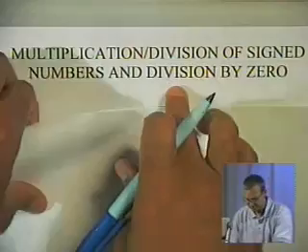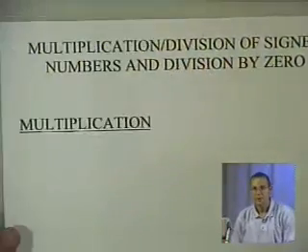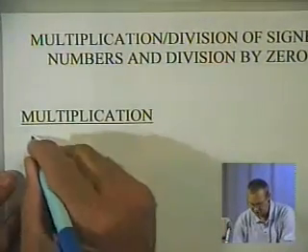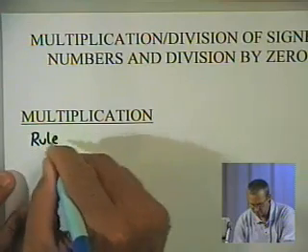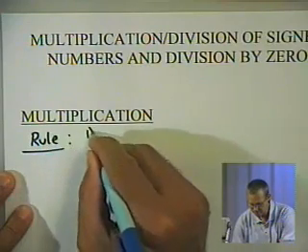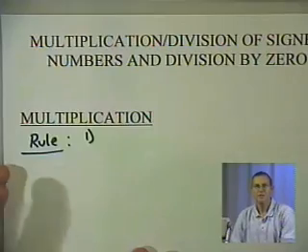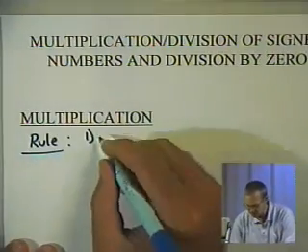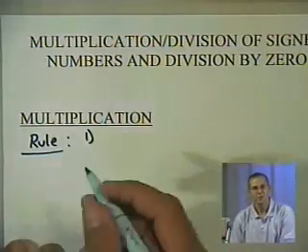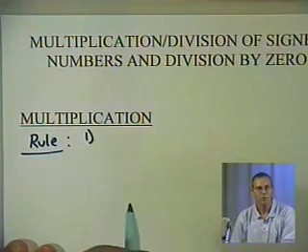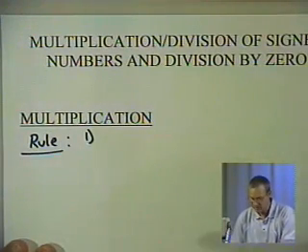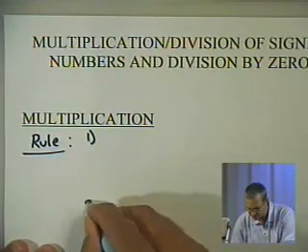In this lecture, we're going to learn how to multiply and divide signed numbers, and we'll talk about division by zero. Let's first look at multiplication. We're just going to learn two rules for multiplication. When we multiply signed numbers, we can do one of two things. We can multiply two numbers having the same sign, or we can multiply two numbers having different signs. So we're going to get two separate rules.